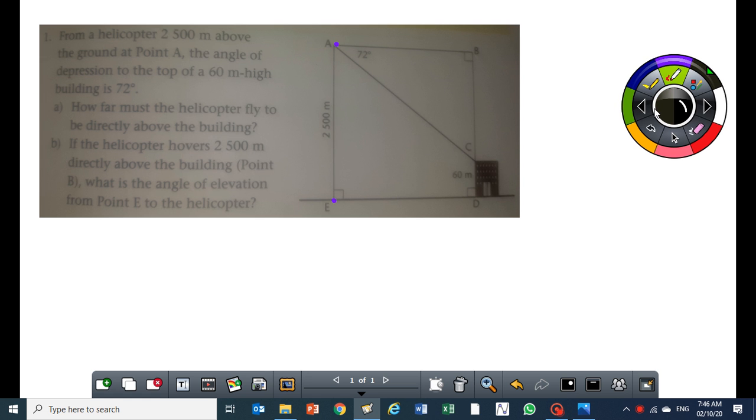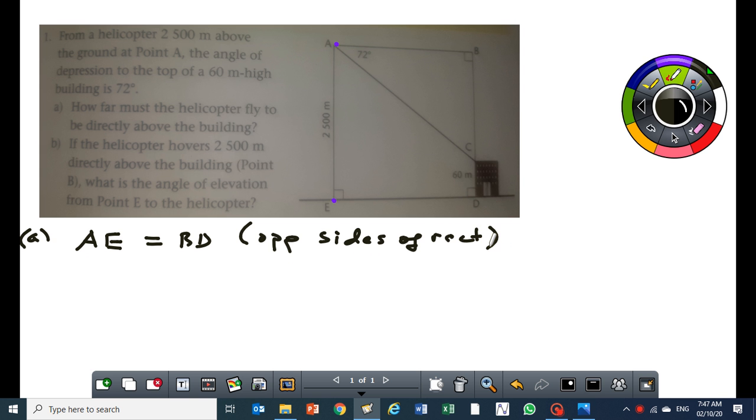Where I'm going to start is by saying, based on this diagram, part A: AE is equal to BD, since they are opposite sides of a rectangle.